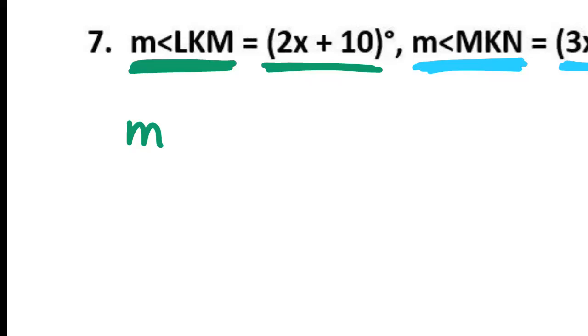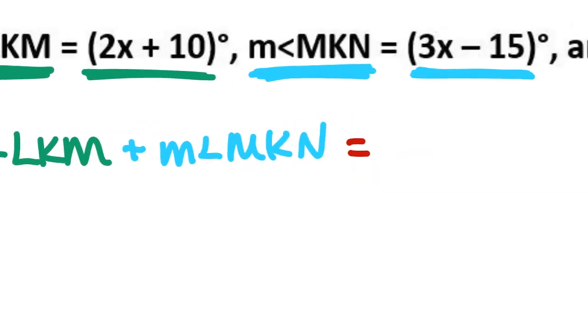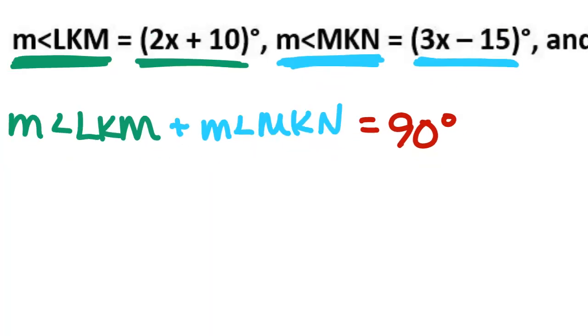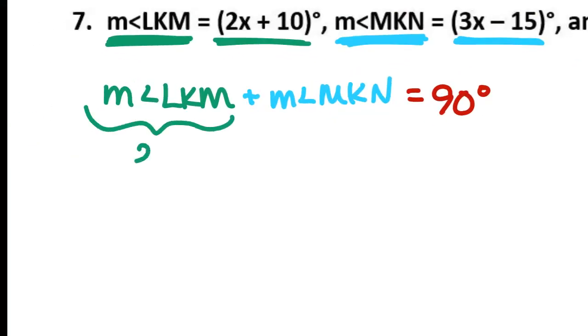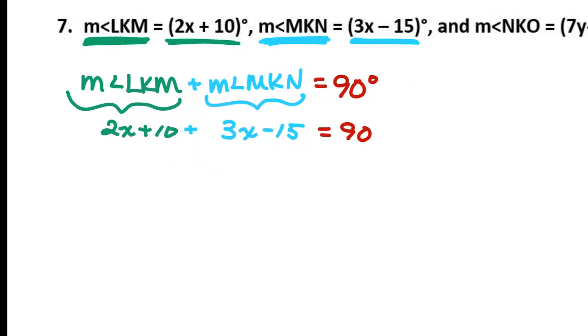We're going to add them together. And when I add them together, they should add up to how much? 90. The measurement of angle LKM plus the measurement of angle MKN is equal to 90 degrees. So I would have 2x plus 10 plus 3x minus 15 equals 90. Are there any like terms that I should be combining together?